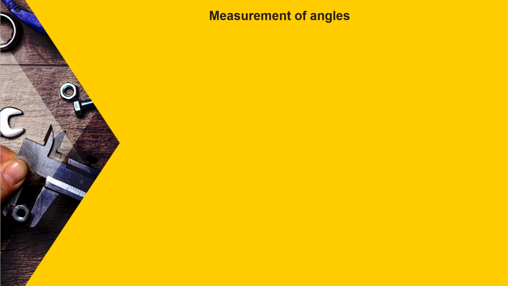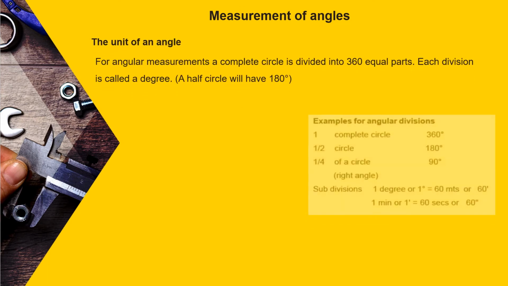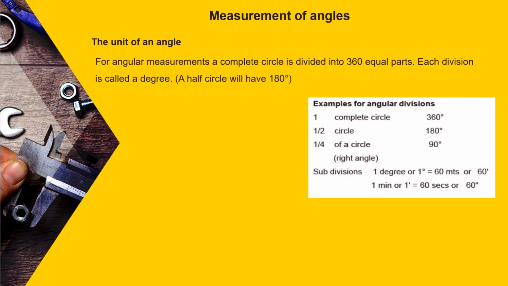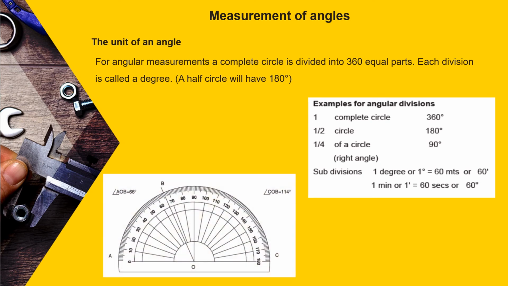Measurement of angles. The unit of an angle. For angular measurements, a complete circle is divided into 360 equal parts. Each division is called a degree. A half circle will have 180 degrees.